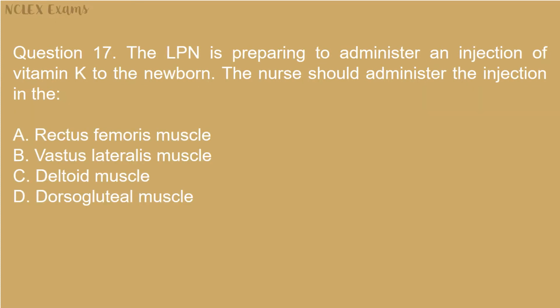Question 17. The LPN is preparing to administer an injection of vitamin K to the newborn. The nurse should administer the injection in the A. Rectus femoris muscle. B. Vastus lateralis muscle. C. Deltoid muscle. D. Dorsogluteal muscle.